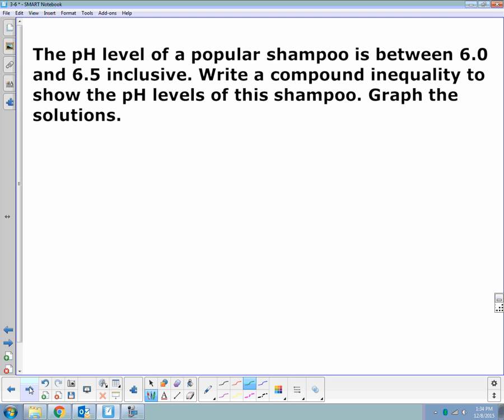So the shampoo, we'll go with x. X is between 6 and 6.5. So it's going to be greater than or equal to 6 and less than or equal to 6.5. Inclusive, so I'm going to include 6 and 6.5. So write a compound inequality to show the pH levels. All the pH levels for this popular shampoo are between 6 and 6.5, and I'm going to graph it.